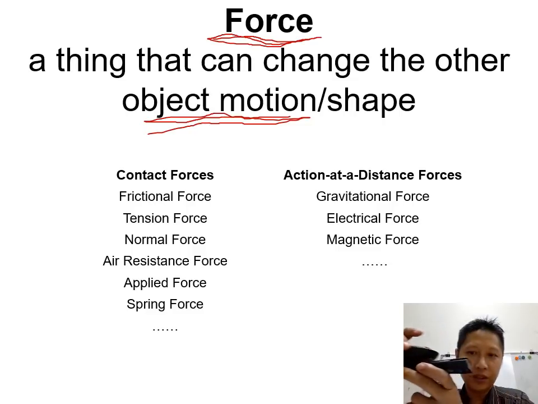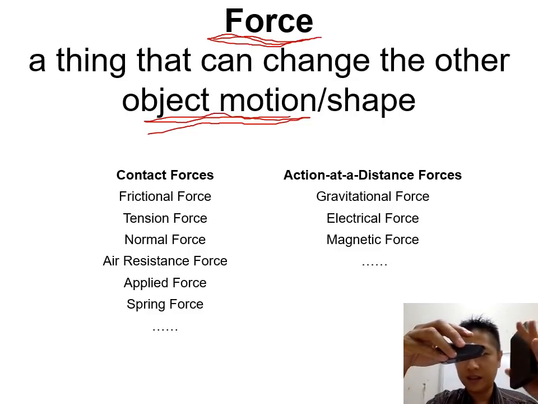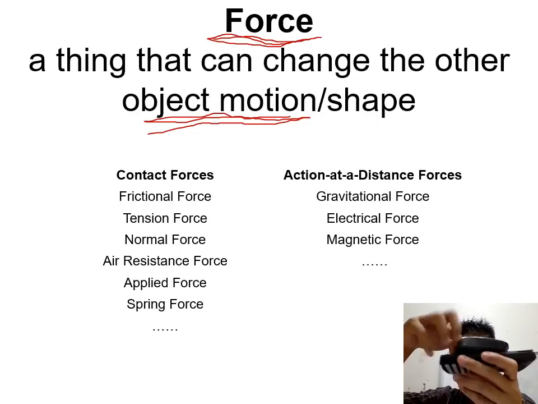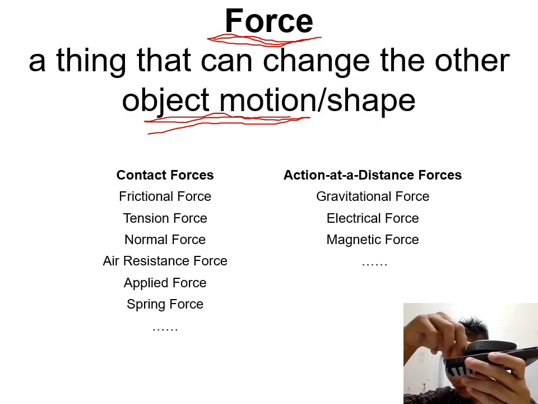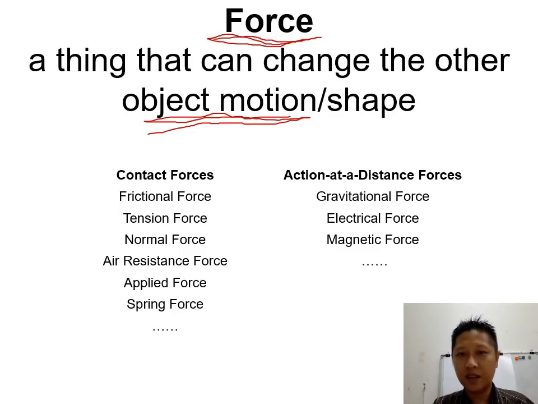Air resistance force, when it's moving so fast and there are air molecules going to block it. Applied force is when somebody like the Incredible Hulk is pushing the mouse. So we say there's applied force. And the spring force, if there's a spring.